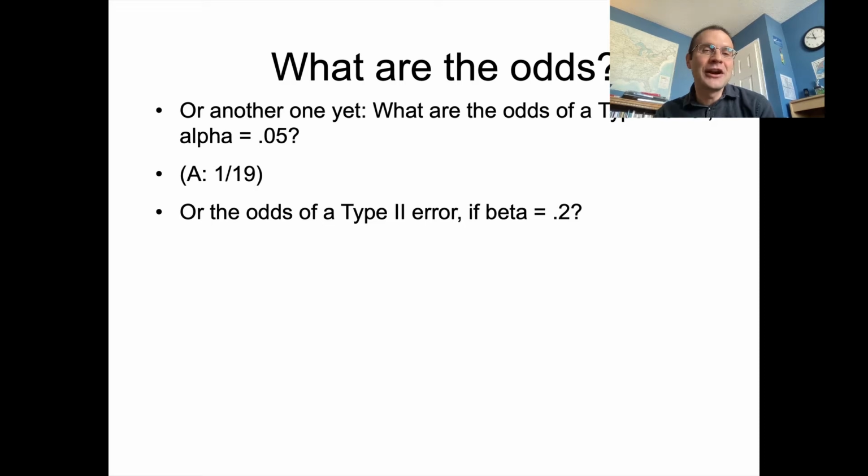So the odds of a type 2 error, if beta equals 0.2, that would wind up being 1 to 4.